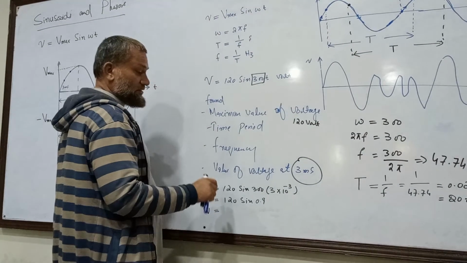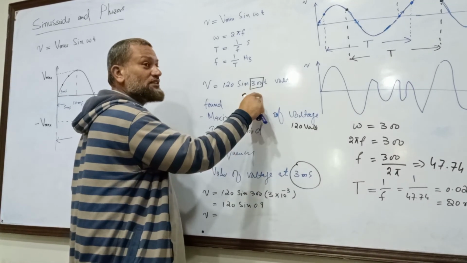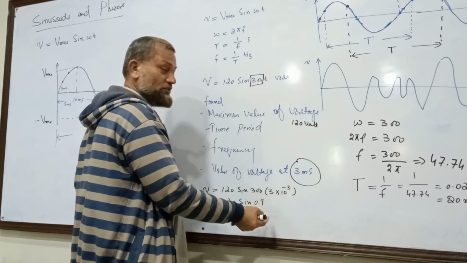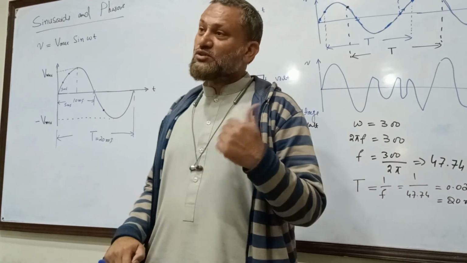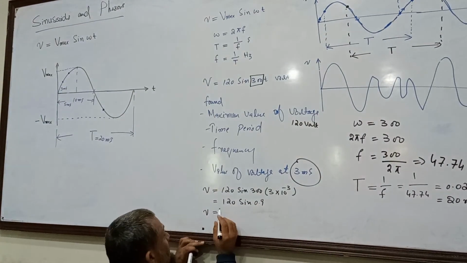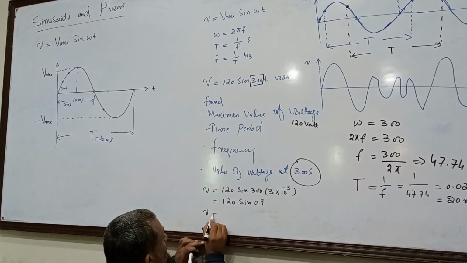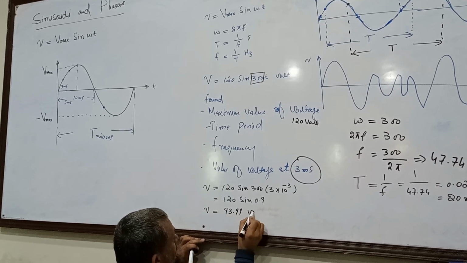And how about the degree and radian? Because this omega is in radian, we didn't convert this radian value into degree. So that's why we will change our calculator mode to radian. After that we will have a value of 93.99 volt.